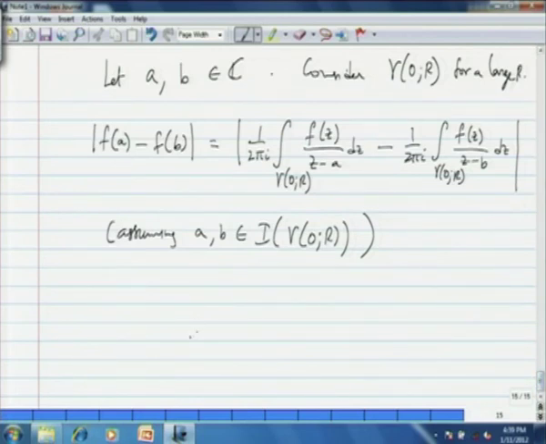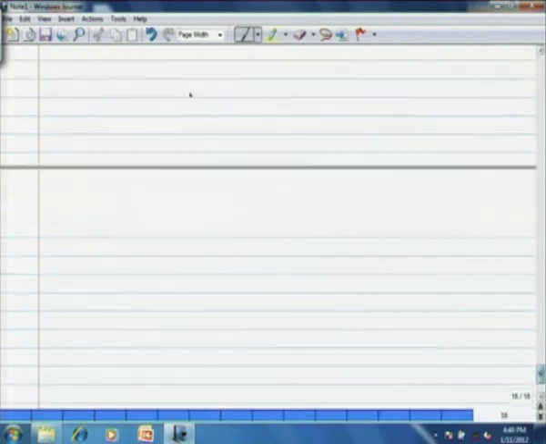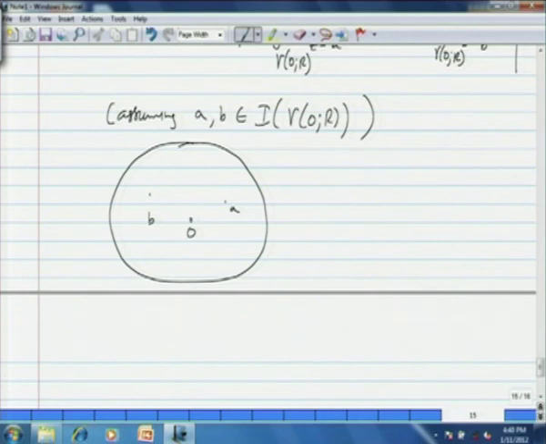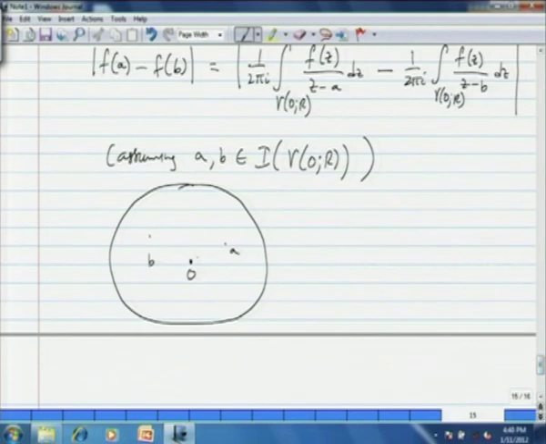So, here is the picture. Here is 0 firstly. Here is a, here is b, let us say. You choose a large enough circle centered at 0, such that both a and b lie on the inside. And here is your gamma 0 r. What is also important here is that if you consider this line connecting 0 and a and extend it all the way until r, you notice that the distance between a and this cross mark point here gives you the minimum distance between a and any point on the circle.